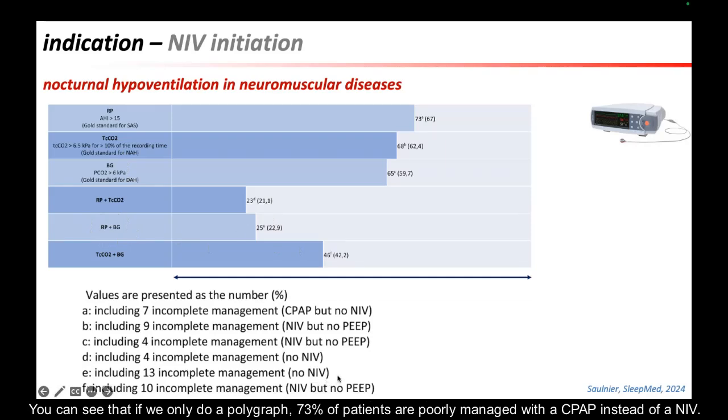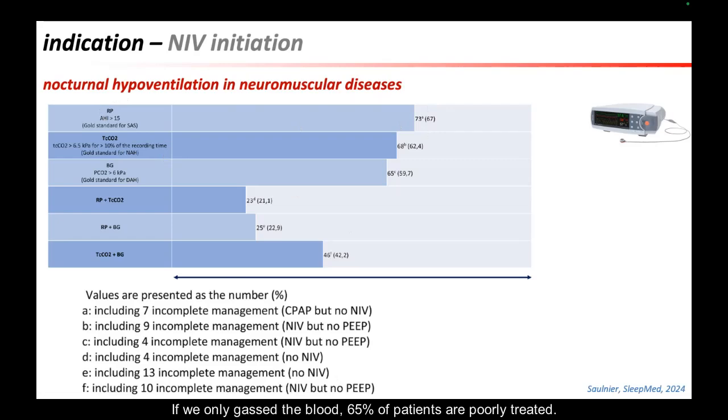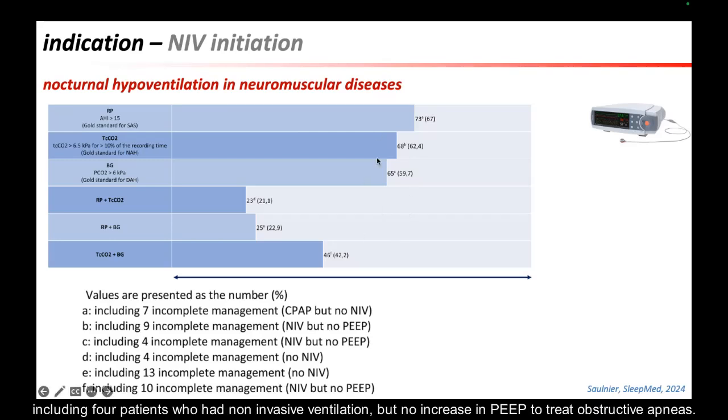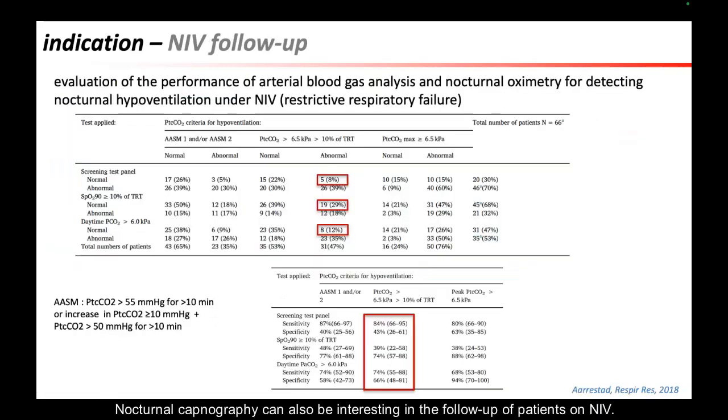You can see that if we only do a polygraph, 73% of patients are poorly managed with a CPAP instead of an NIV. If we only gas the blood, 65% of patients are poorly treated, including 4 patients who had non-invasive ventilation, but no increase in PEEP to treat obstructive apneas. Nocturnal capnography can also be interesting in the follow-up of patients on NIV.